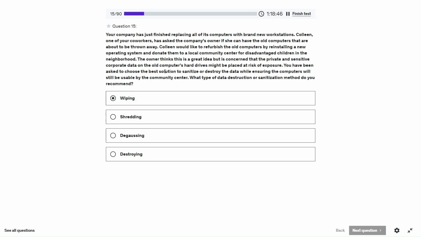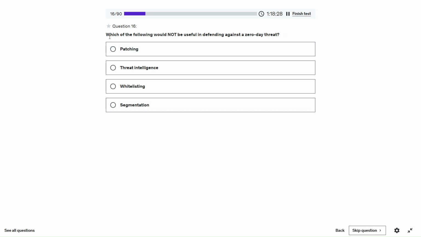Of course, wiping only. Destroying will only be like destroying the whole device. Degaussing is actually demagnetizing the device. Shredding is again breaking it up into pieces, and wiping will be the remaining one, and wiping is the correct one.